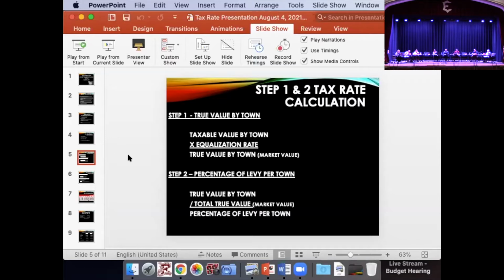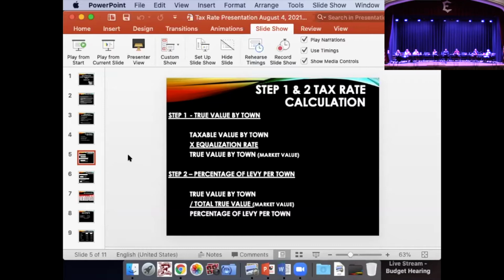So the true value by town is multiplied by the equalization rate. All the taxable assessed values from each individual town assessor are multiplied by an equalization rate. And that equalization rate is developed by New York State to give a true value by town. In essence, they're trying to come up with the market value of your property, regardless of how long ago it was assessed.